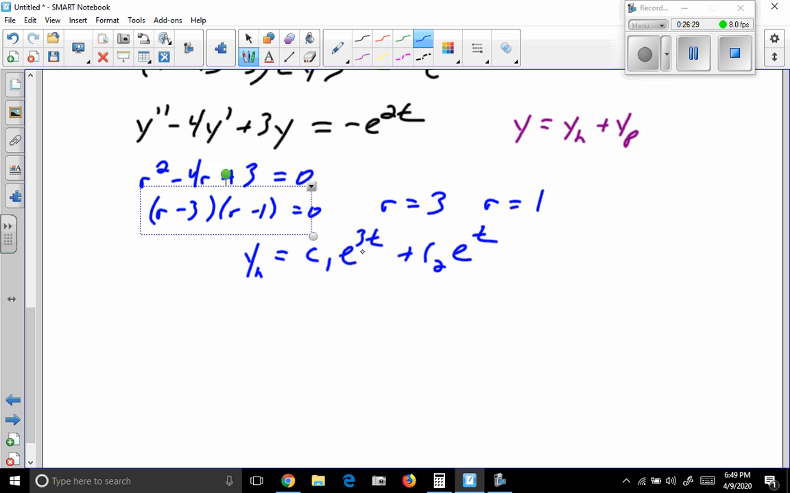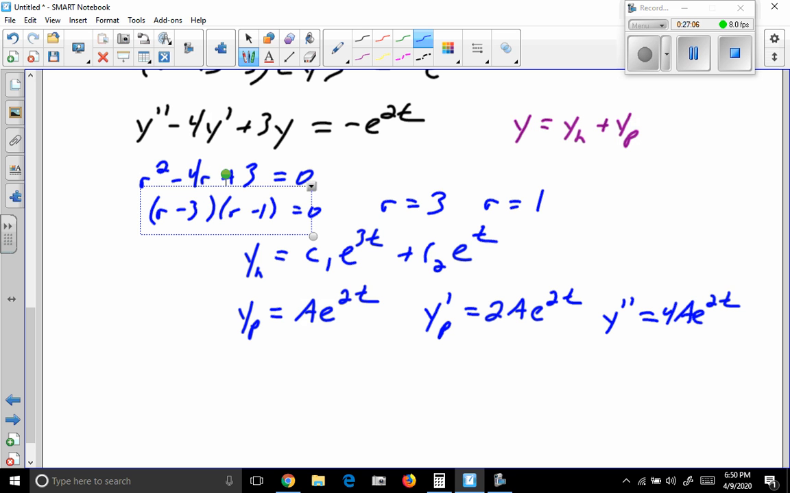Now we need our particular solution. Notice e to the 2t was not part of our homogeneous. So that means the form of our particular solution is going to be a e to the 2t. We just need to find out what coefficient e to the 2t needs such that this function is a solution to that differential equation. So we need the first derivative of y. The derivative of the exponent is 2, so 2a e to the 2t. We take our second derivative. Again, the derivative of the exponent is 2, so we get 4a e to the 2t.